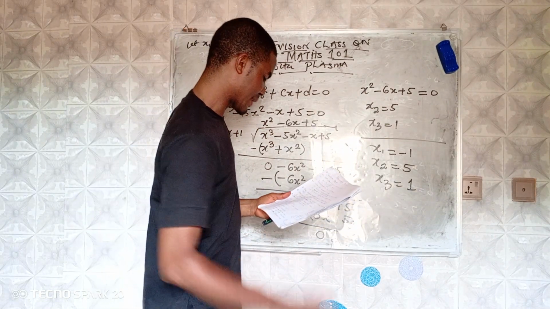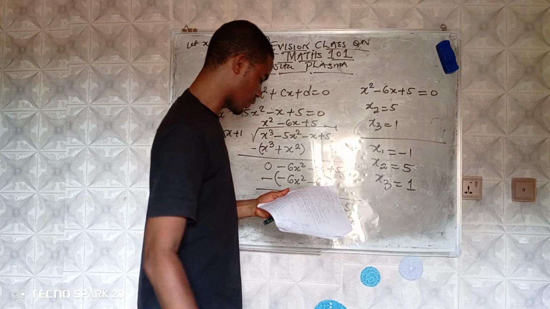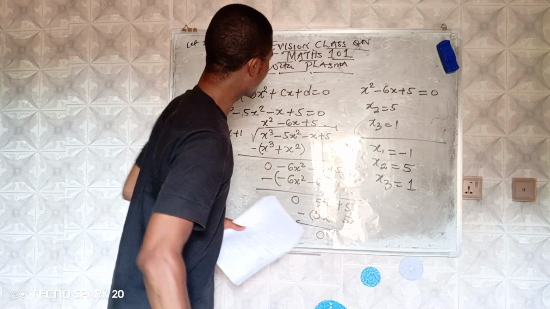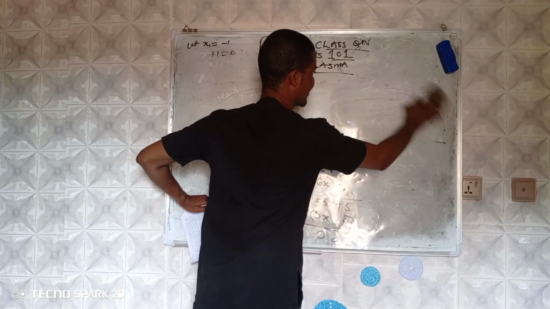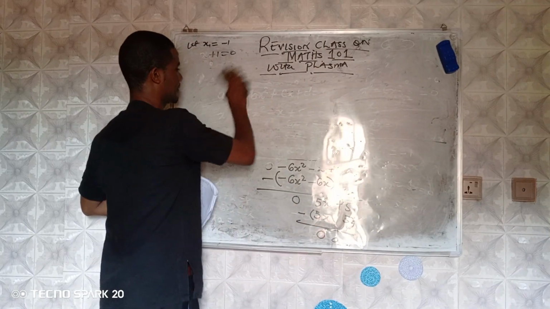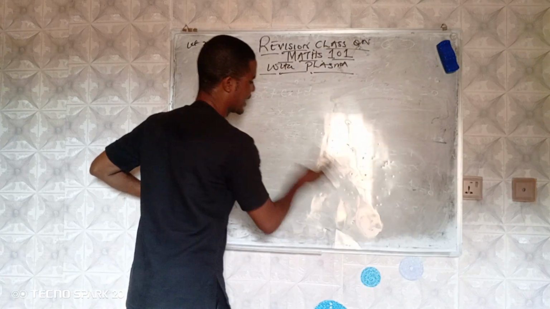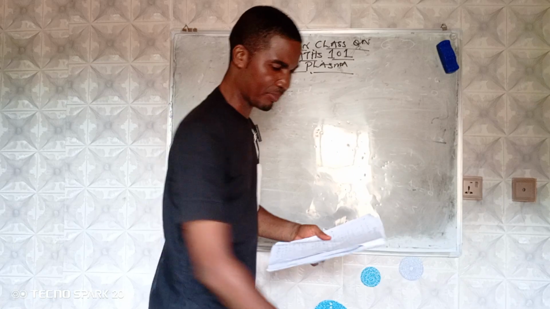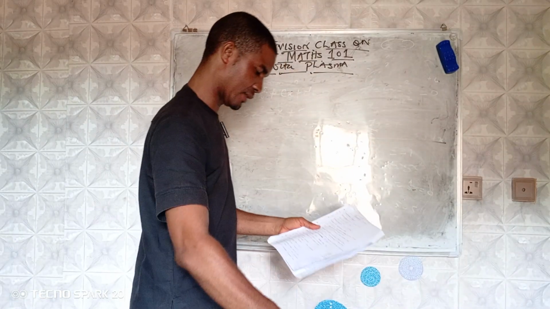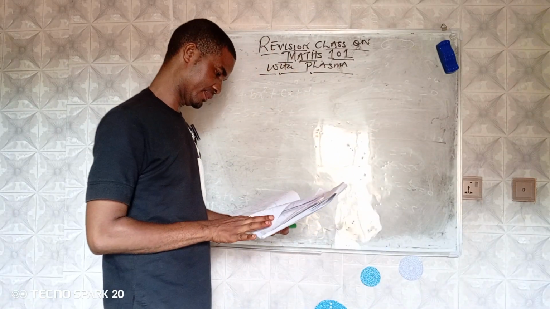Okay. The next thing we are going into now, we have seen cubic equations. The next one we're going to go into is what we call radical equations. In this radical equation, I'm going to use an example to drive the point home.